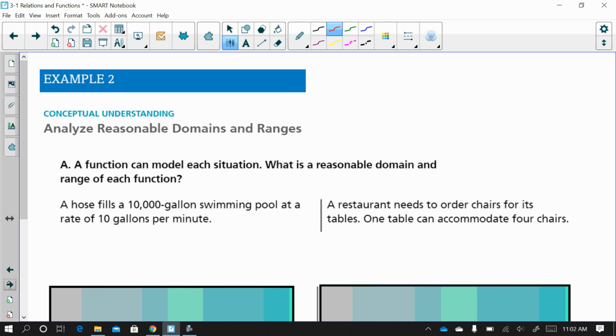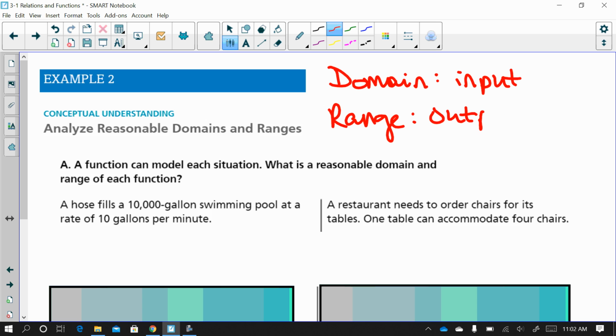All right, moving on. Example 2, we're going to analyze reasonable domains and ranges. A function can model each of these situations here. Our job is to come up with a reasonable domain and range. Remember, the domain is your input, and your range is what you get out of it. It's your output. That might help you remember.